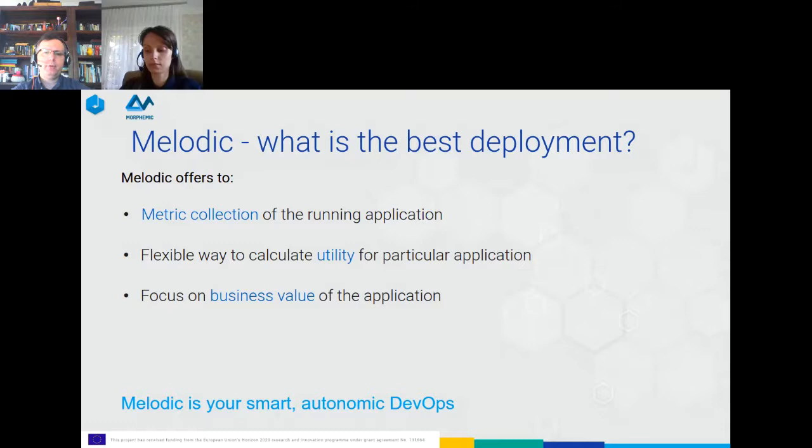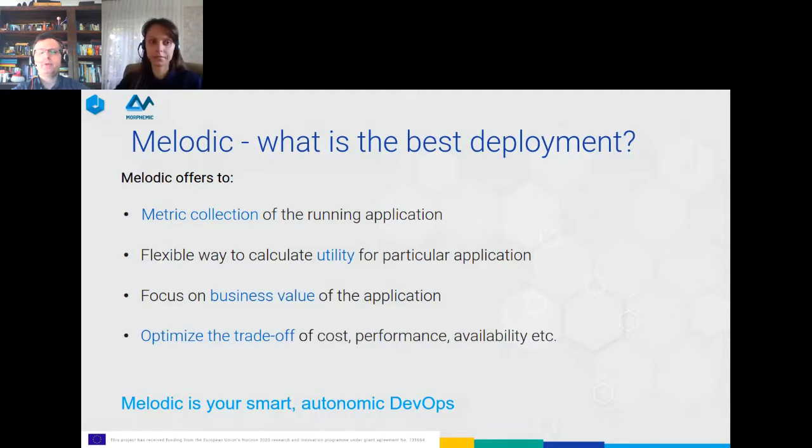I will tell more about that in the use case application section, and also Ala will show that live. And why this utility is very important? Because usually in optimization, it is some kind of trade-off between the cost and performance and availability and other factors. If we want to minimize the cost, the best way is not to deploy the application, because in that way the cost is zero, but the performance is zero as well.